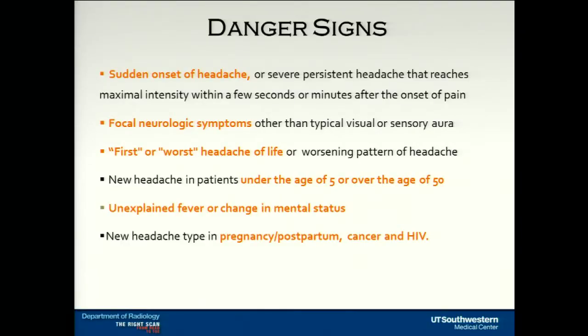The list of danger signs is pretty long, but this is something that you're very well aware of. That's part of your routine clinical evaluation when seeing those patients, and those are some of the most common things we have to be looking out for. Patients with sudden onset of headaches or severe persistent headaches that reach maximum intensity within a few seconds, the presence of focal neurological symptoms, descriptions of the first or worst headache of their lives, which is definitely different from a pre-existing pattern, new headaches in patients under the age of 5 or over the age of 50, where the prevalence of pathology is much higher, unexplained fever or changing mental status, and headaches in pregnancy, postpartum, cancer, and HIV patients.